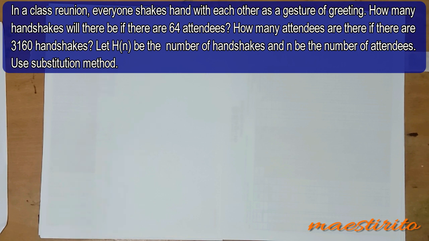So I have here a problem about a class reunion in which everyone there shakes hands with each other as a gesture of greeting. Okay, and then there would be a follow-up question asking about how many handshakes there will be if there are 64 attendees, and how many attendees there will be if there are 3,160 handshakes. Okay? So we could be assisted by constructing a table of values for this problem, similar to what we have done last time.